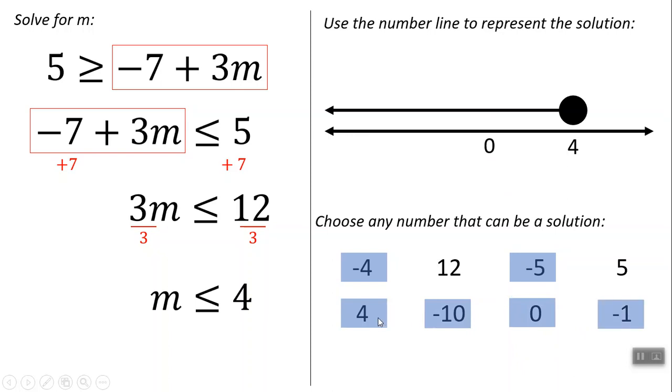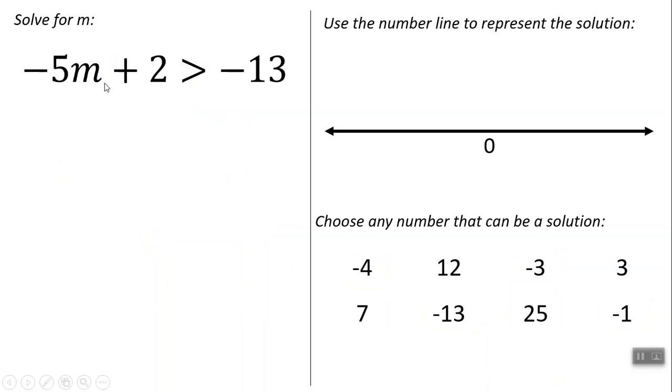Now, once again, you could set up Desmos and go -7 plus 3 times something. And you could plug in all these blue ones, and they will give you something that's less than or equal to 5. We're moving on.